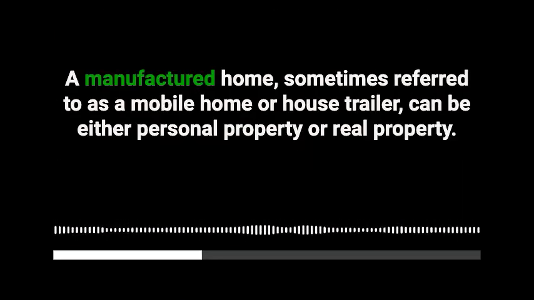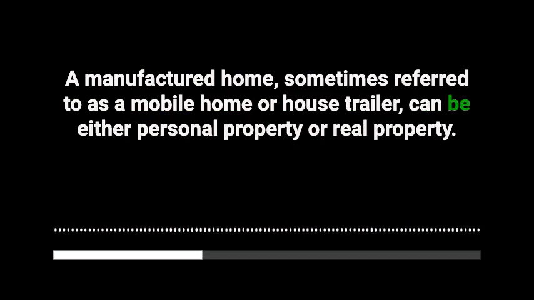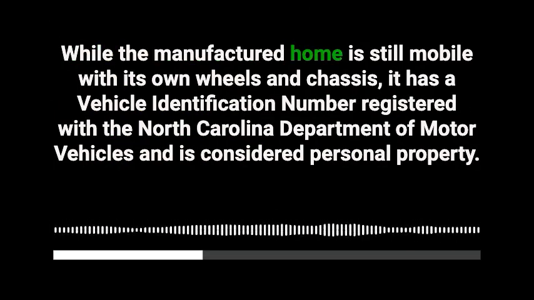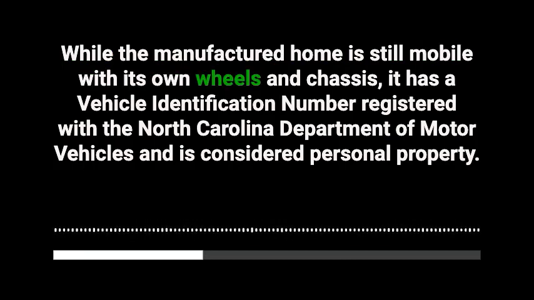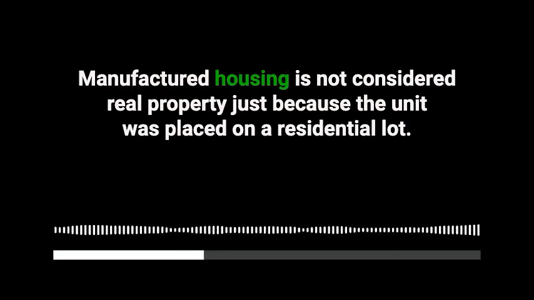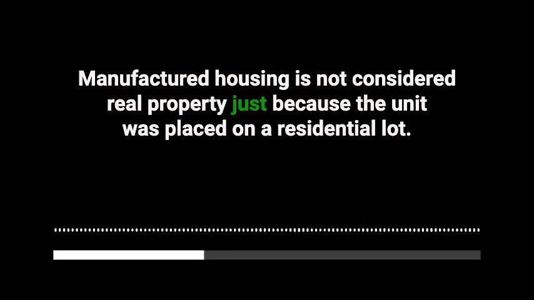A manufactured home, sometimes referred to as a mobile home or house trailer, can be either personal property or real property. While the manufactured home is still mobile with its own wheels and chassis, it has a vehicle identification number registered with the North Carolina Department of Motor Vehicles and is considered personal property. Manufactured housing is not considered real property just because the unit was placed on a residential lot.